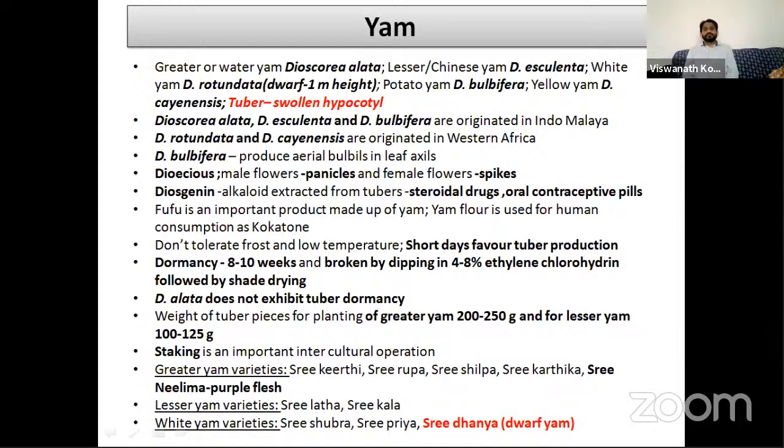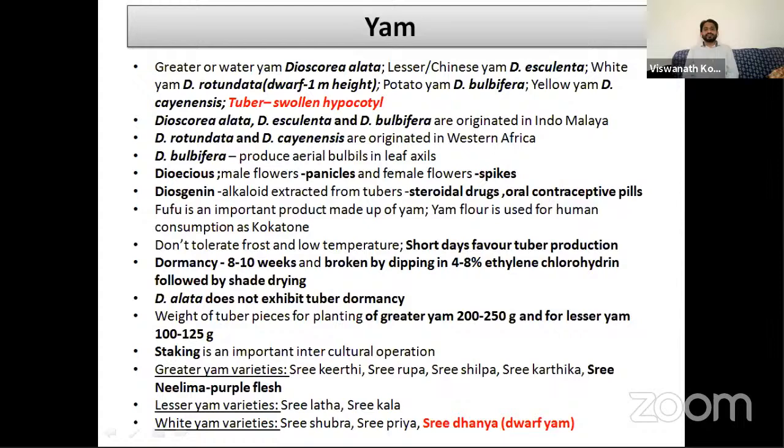For greater yam, we have to plant 200 to 250 grams. For lesser yam, 100 to 125 grams. In case of Colocasia, the corm size for planting is 20 to 25 grams. In case of greater yam, the tuber size is 200 to 250 grams. For lesser yam, the tuber size is 100 to 125 grams.